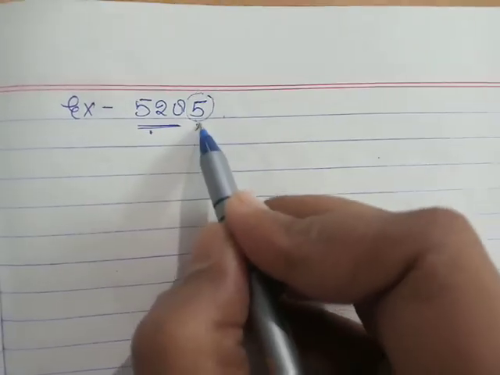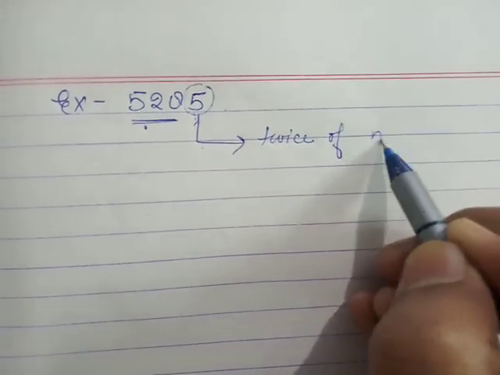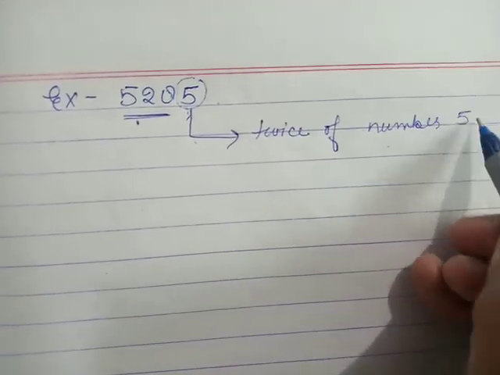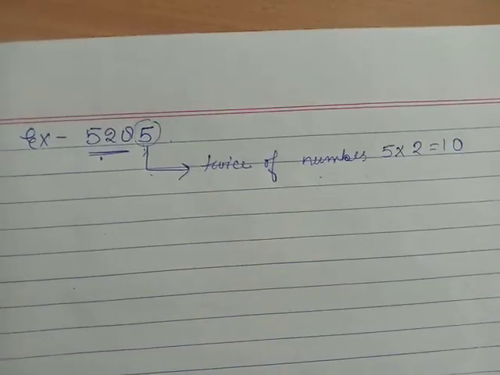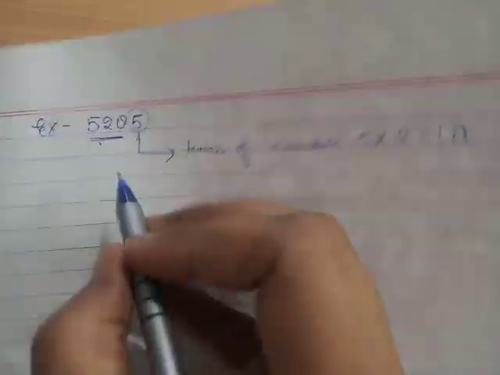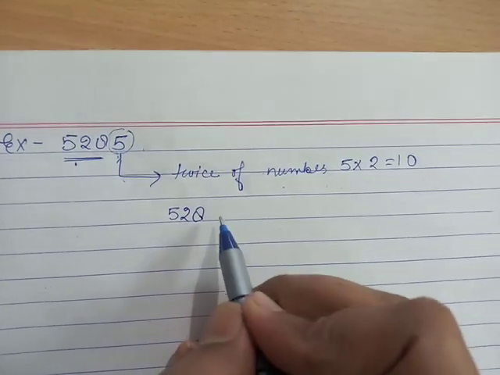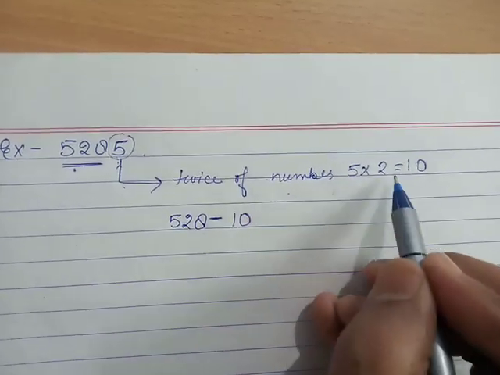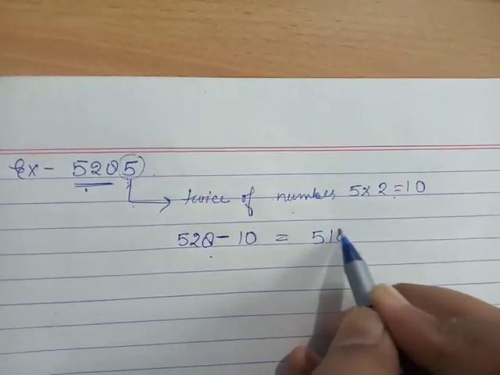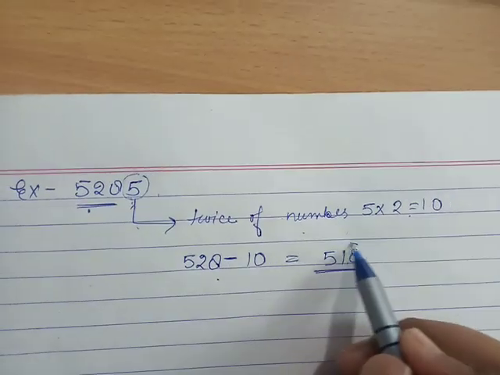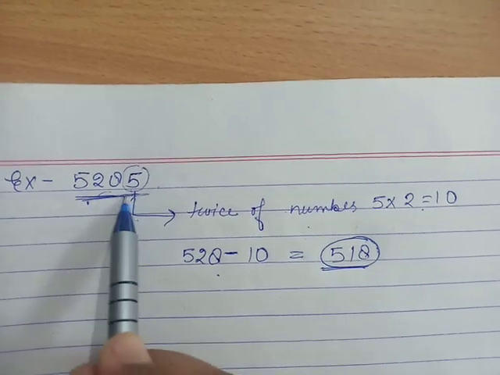Let's see, twice of this number. Twice of the number will be 5 multiply 2, that will be 10. Okay, so what we have to do, the rest of the number, that is 528, we will subtract this 10 from this number, we will get 518. Okay, so if 518 is divisible by 7, the number will also be divisible by 7.